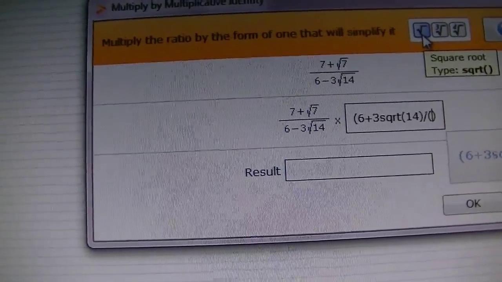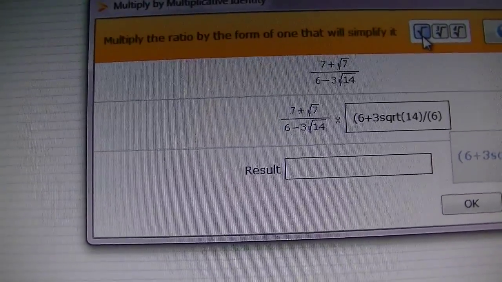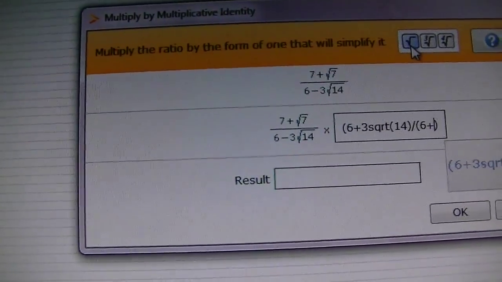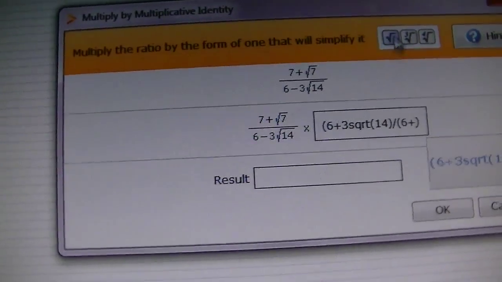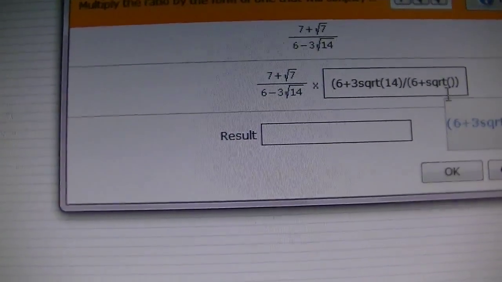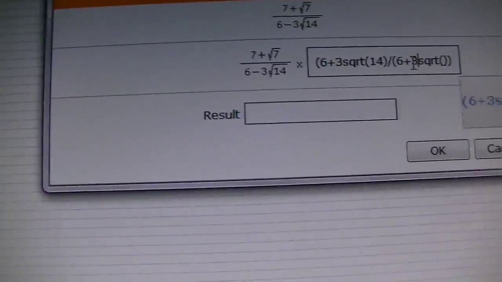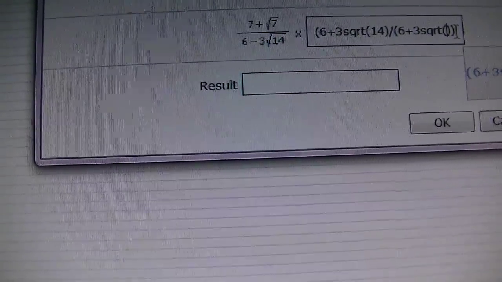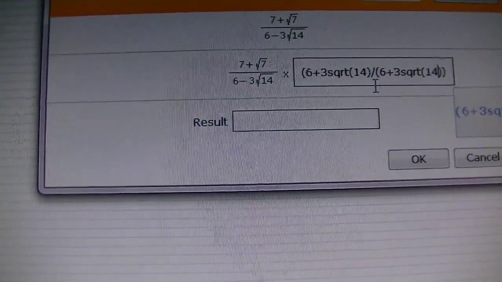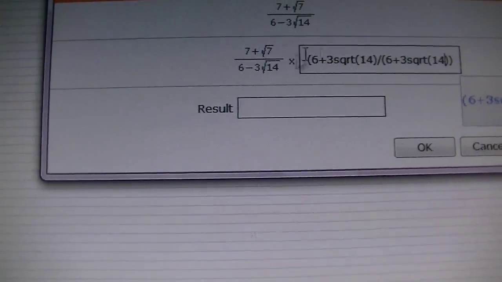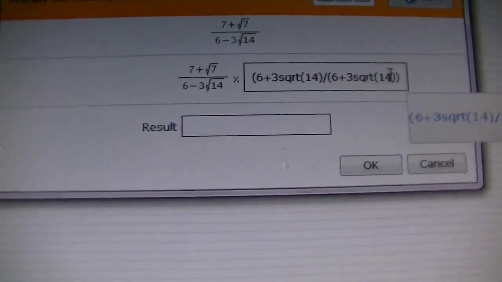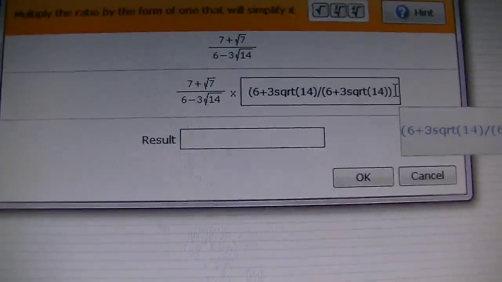Parenthesis 6 plus square root of 3. Oh, excuse me, I forgot the 3. Better put it in now. 3, so we're at 3 and 14. Okay, so that, and we can multiply anything by 1, and we just get the same thing, right? It's the multiplicative identity property. So I'm going to press enter.